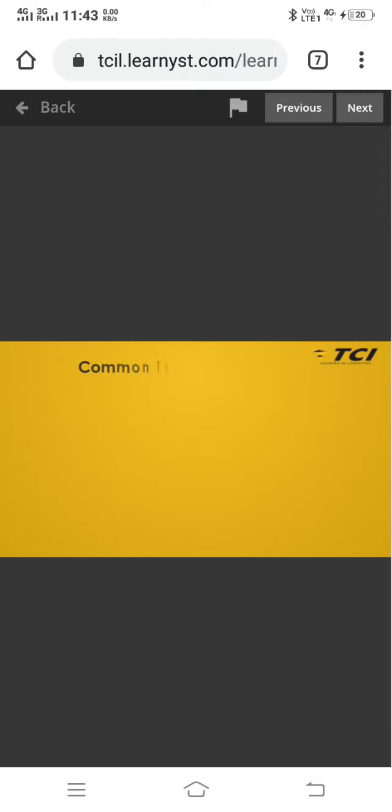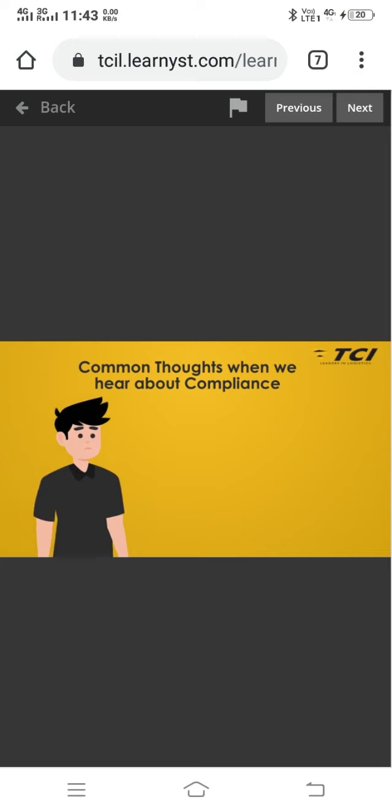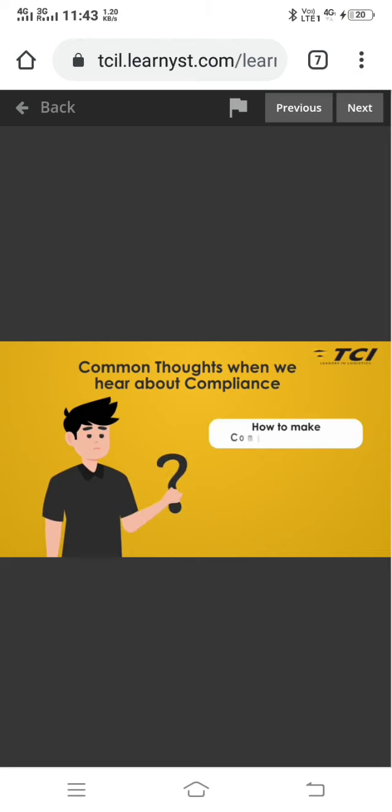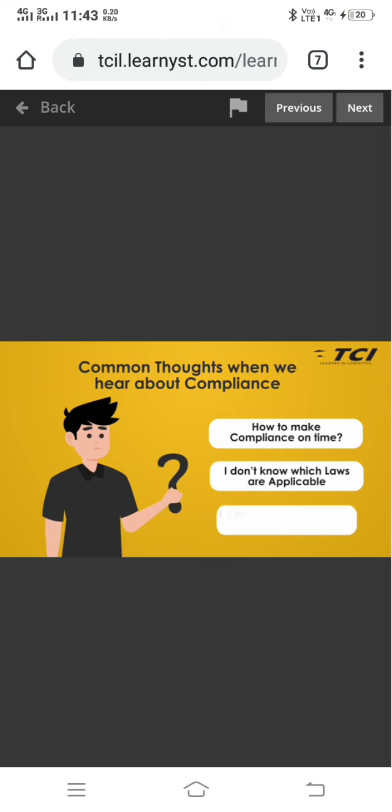There are various common thoughts which may come across a performer's mind while carrying out the compliance, such as how to make compliance on time. I don't know which laws are applicable. I'm bored of stereotype compliance system. Don't worry, we are here to clear all your confusions and thoughts.